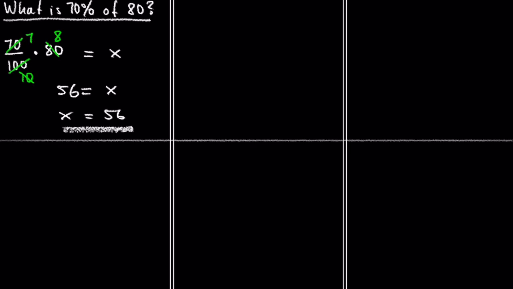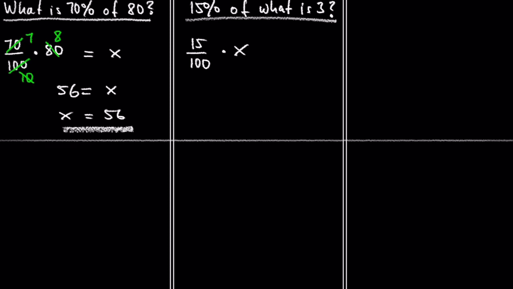What about this example? 15% of what is 3? 15% is 15 over 100. In our first example, we took 70% of 80. But in this example, we don't know what we have to take that 15% from. So we put an x in that place. And we know from the question that 15% of the unknown number is 3.